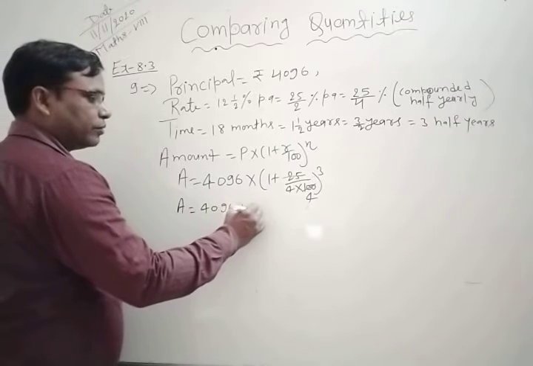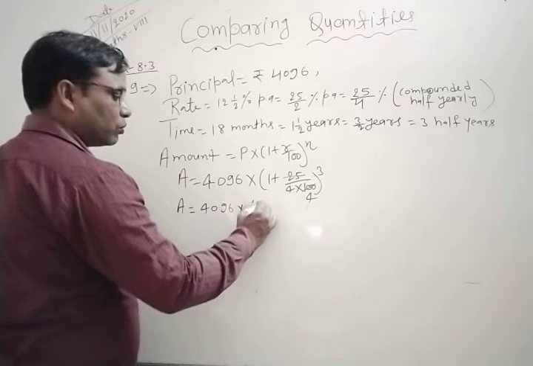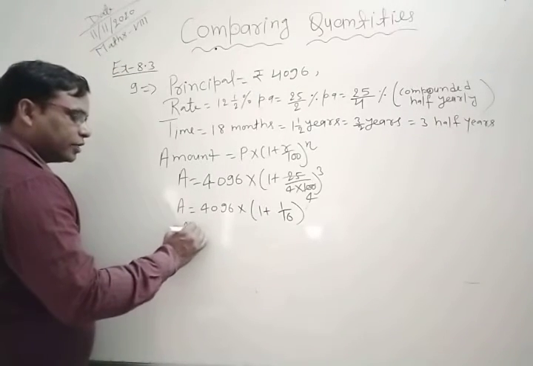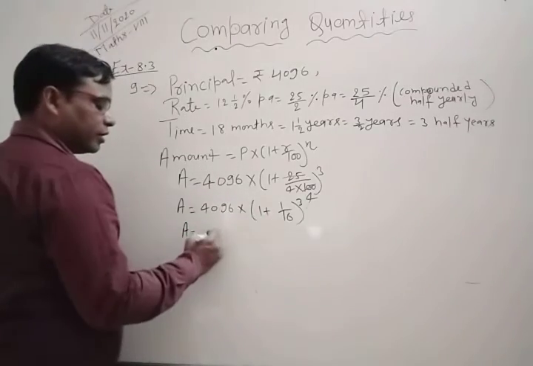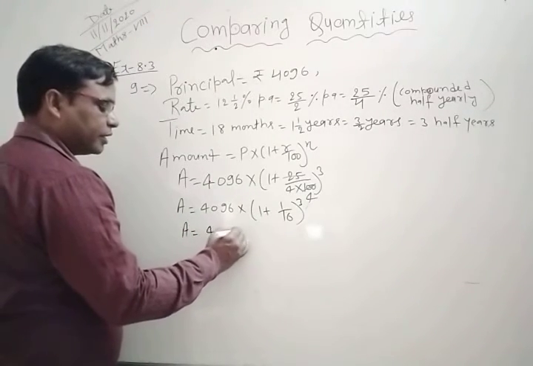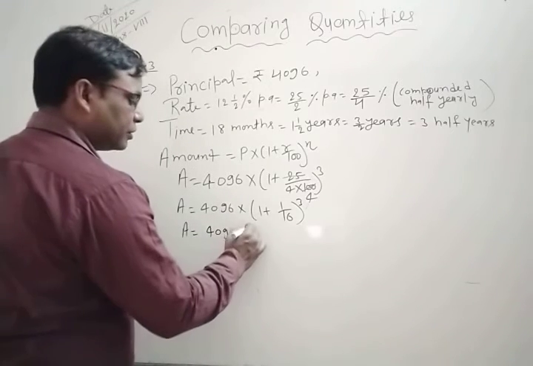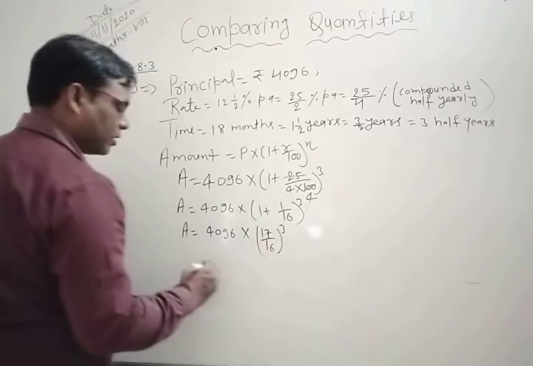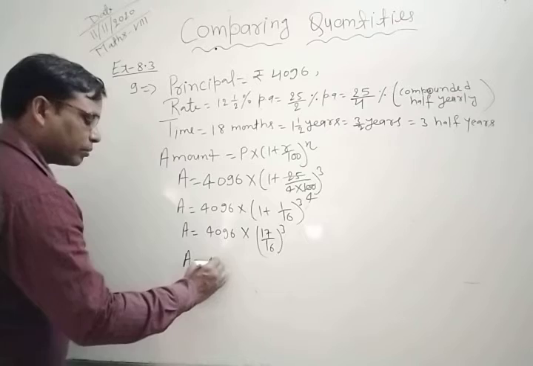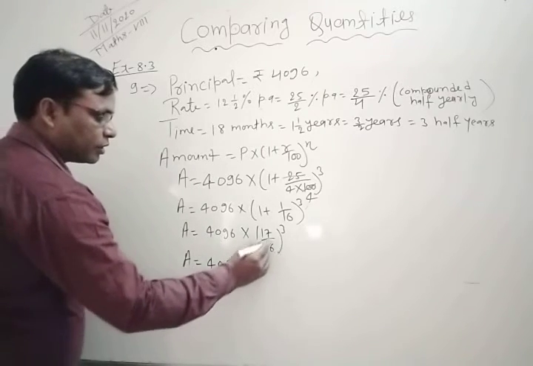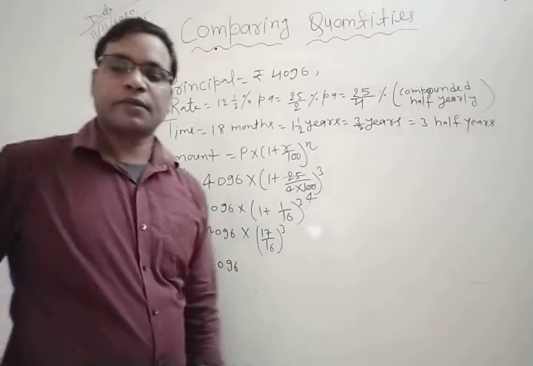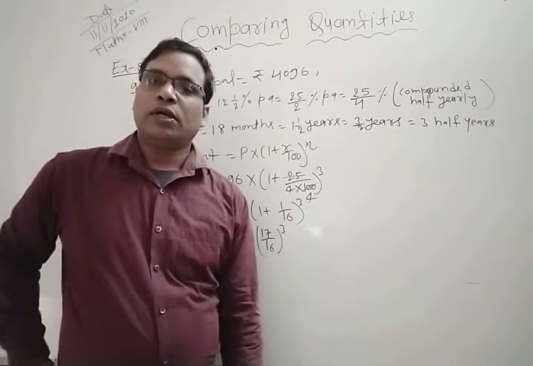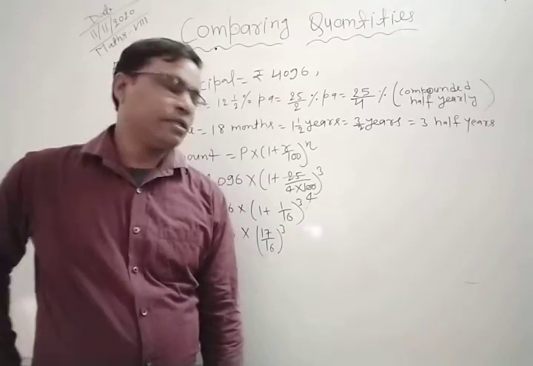Then we have A is equal to 4096 into (1 plus 1 upon 16) power 3. Clear? This is 4096 into (17/16) power 3. Or you can write 4096 and 17 power 3. The cube of 17 is equal to 4913.